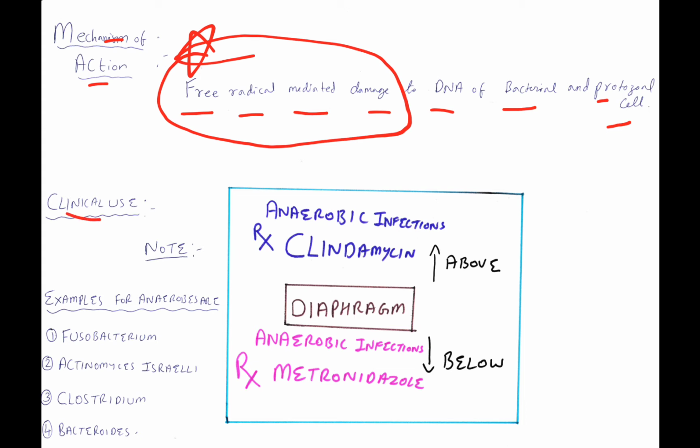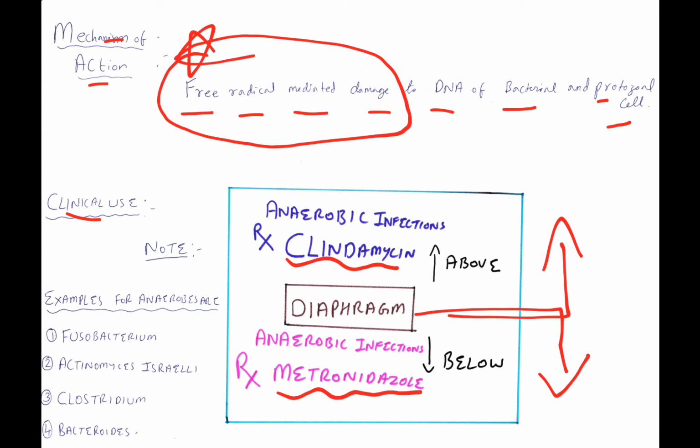Clinical uses: anaerobic infections above the level of diaphragm are treated with clindamycin, whereas anaerobic infections below the level of diaphragm are treated with metronidazole. Some common examples for anaerobes are Fusobacterium, Actinomyces, Clostridium, Bacteroides.